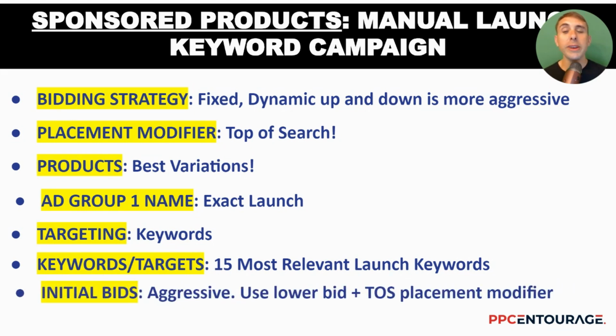All right, initial bids. Definitely aggressive. Like I said before, you can use a lower bid plus the top of search modifier to get to that top of search placement, because that is the goal with this campaign. And absolutely no use of negatives in this campaign. Negatives will be used sparingly in other campaigns, but during launch campaigns, no, we want to be visible for our keywords.